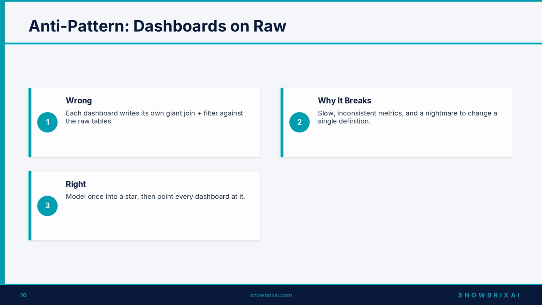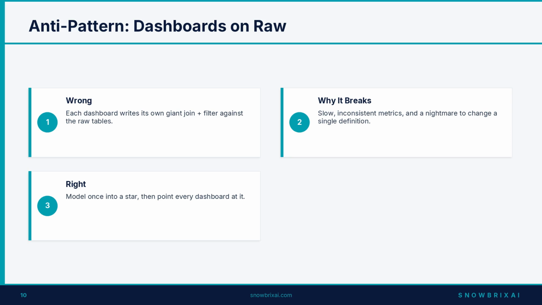I have seen 40 dashboards, 40 slightly different definitions of revenue. Why does it break? It is slow, the metrics never agree, and changing one definition becomes a week of detective work. The right way is the one we are building. Model once into a star, then point every dashboard at it. One model, every chart. That single decision saves you months.